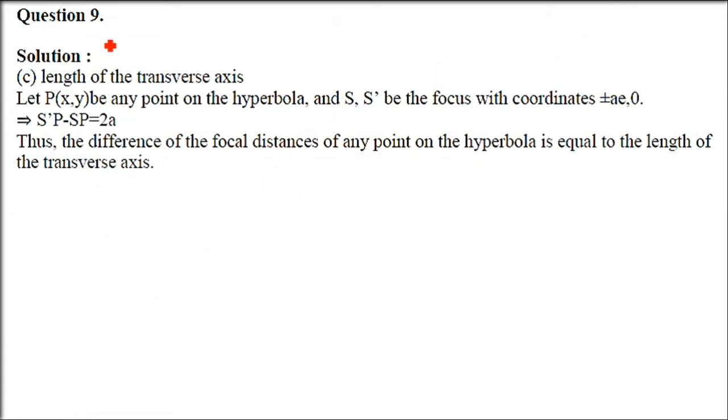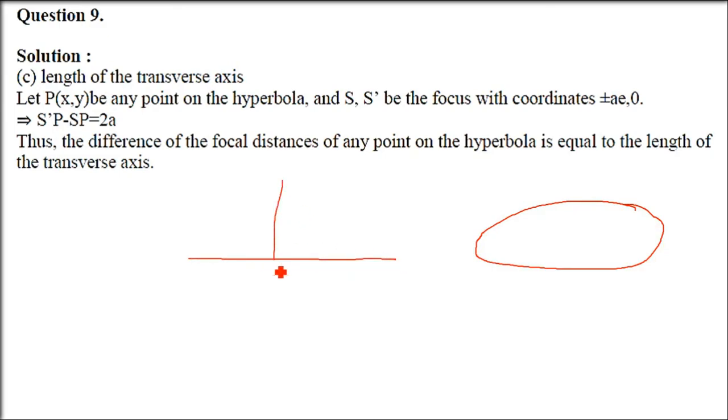Question number 9. Now this we have discussed in the previous question. That's why I took that much time in question number 6. So here, the difference of the focal distances of any point on the hyperbola is equal to what? So focal distances are the distances of any point from the two focuses. That is D1 minus D2, PA minus PB. And as I already told you, we have already described it and proved it, that is going to be 2A.